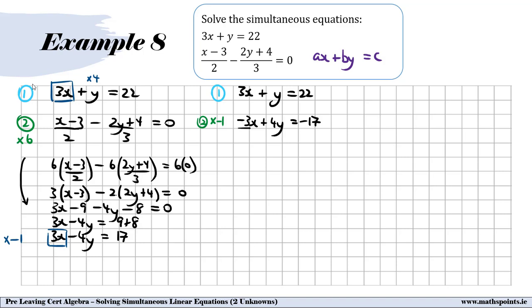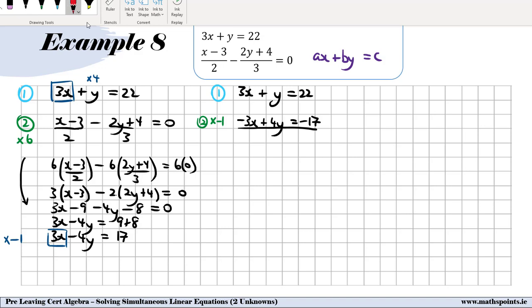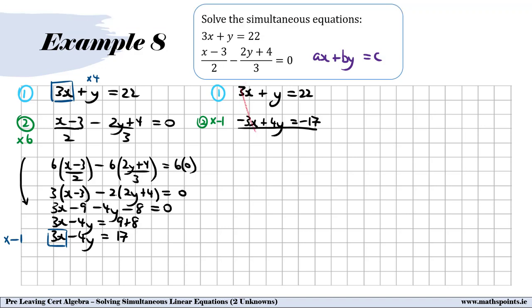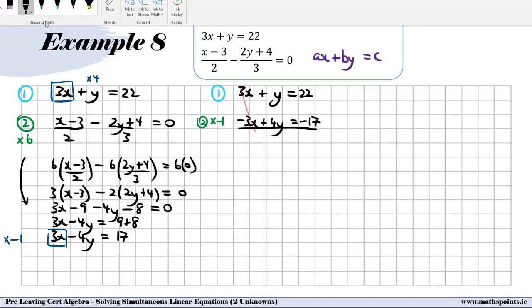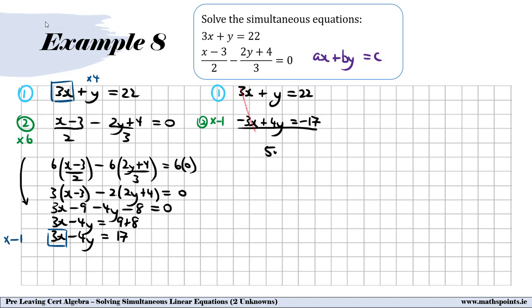We're going to draw a line underneath and we're going to add the two lines together. So 3x minus 3x give us 0, so the x's eliminate. We have +y plus 4y is +5y. And we have 22 minus 17, which is +5. 5y equals 5, so if we divide both sides by 5, we get that y is equal to 1. And so we've solved for our first variable in the question.